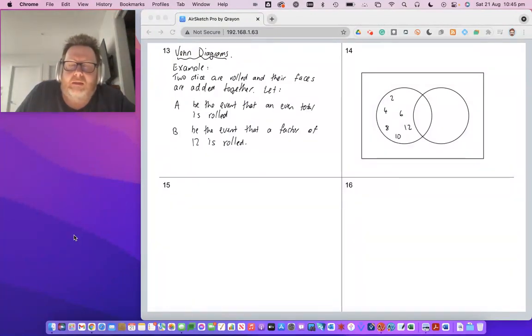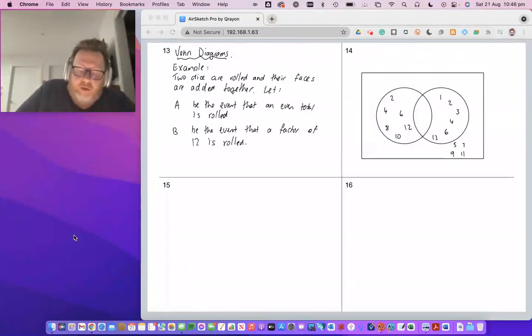Event B is that a factor of 12 is rolled. So that'll be 1 goes into 12, 2 goes into 12, 3 goes into 12, 4 goes into 12, 6 goes into 12, and 12 goes into 12. So these are all of the numbers that go into 12. And then that leaves me with 1, 2, 3, 4, 5, 7, 9, and 11 are the numbers that don't fit event A or event B.